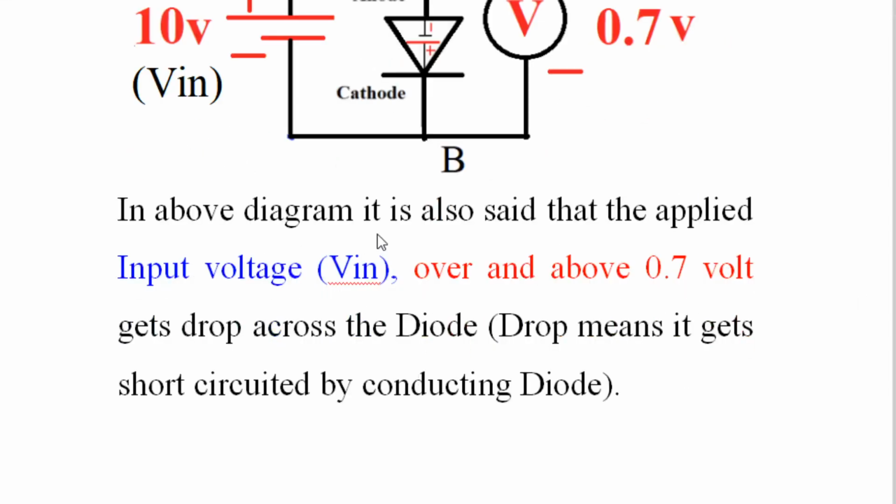In the above diagram, it is also said that the applied input voltage V in over and above 0.7 volt, over and above 0.7 volt means in this case 9.3 volt, because applied is 10 volt, gets dropped across the diode. Drop means what? Drop means it gets short circuited by the conducting diode, because the diode is a semiconductor component and it conducts heavily, therefore that voltage gets short circuited.